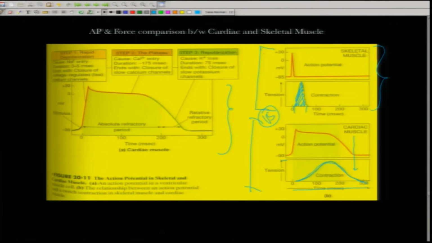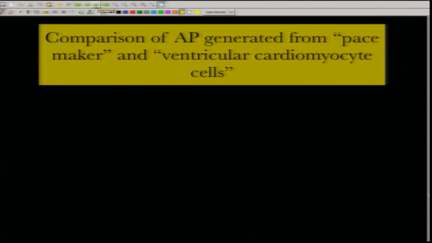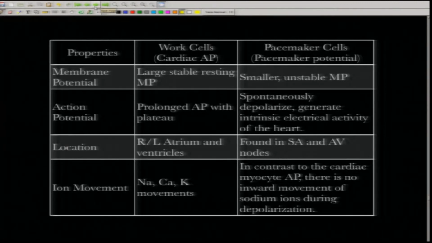And this is what I was telling you in the beginning, that this phase is the one which is helping it to rest, because it has to beat a gigantic amount of time all along its life, and it has to pump 8,000 liters of blood every day. This is not an easy feat to achieve. It must have taken evolution forever. So, for a comparison of action potential from pacemaker and ventricular cardiomyocyte cells, these are the basic differences you need to work out.